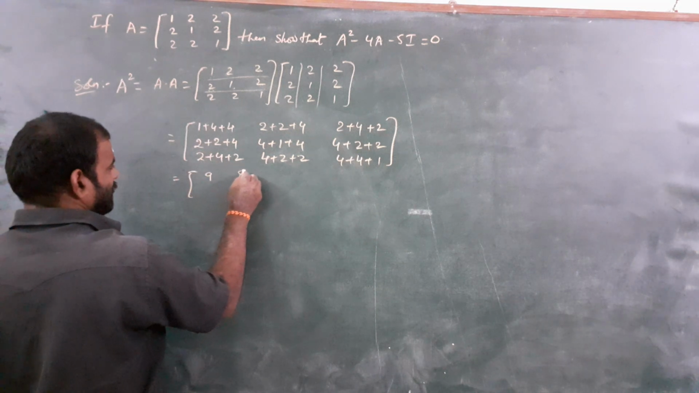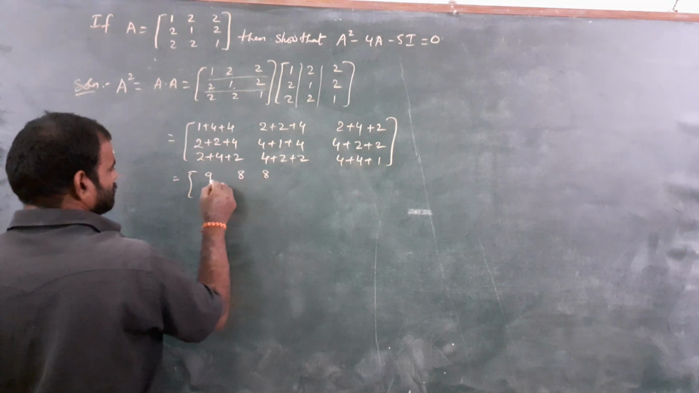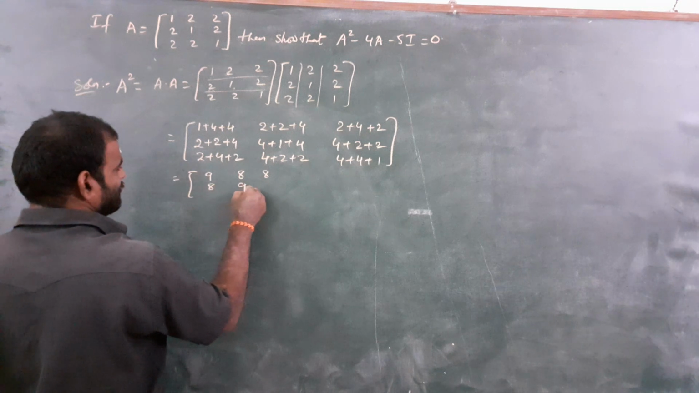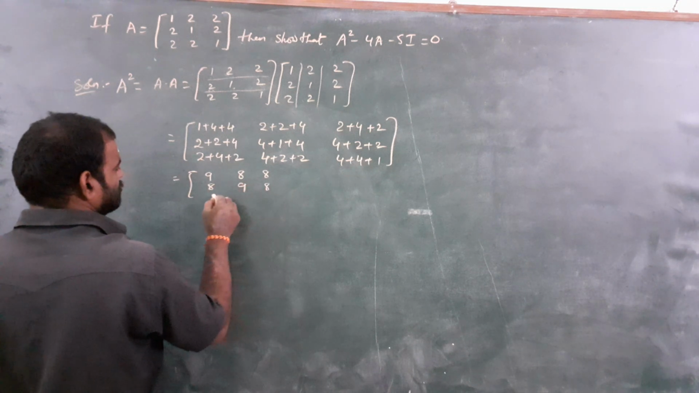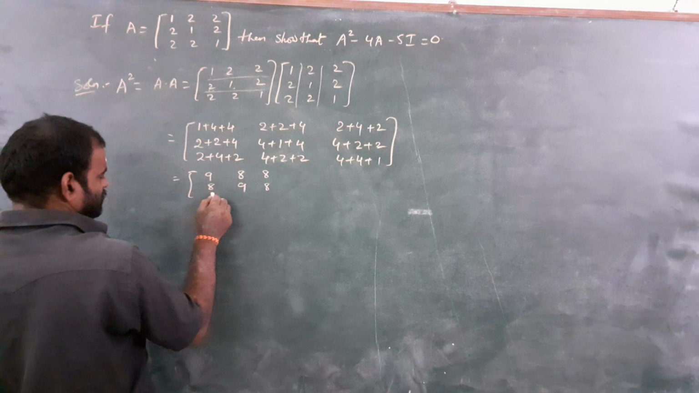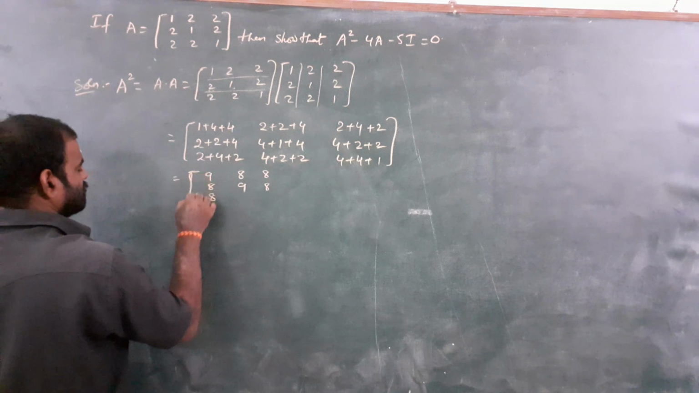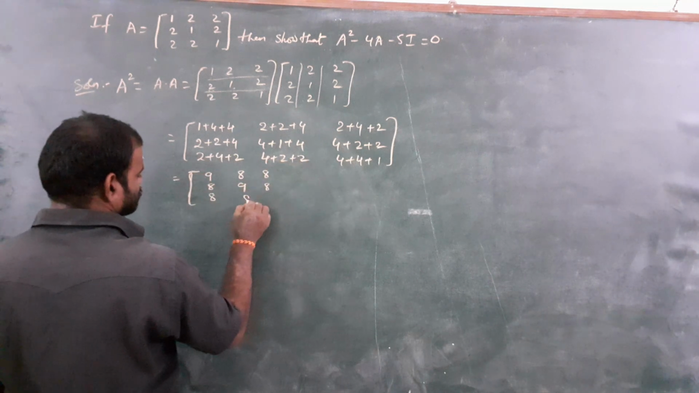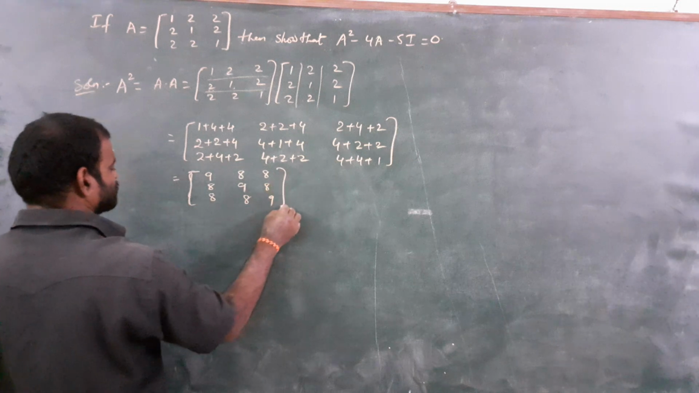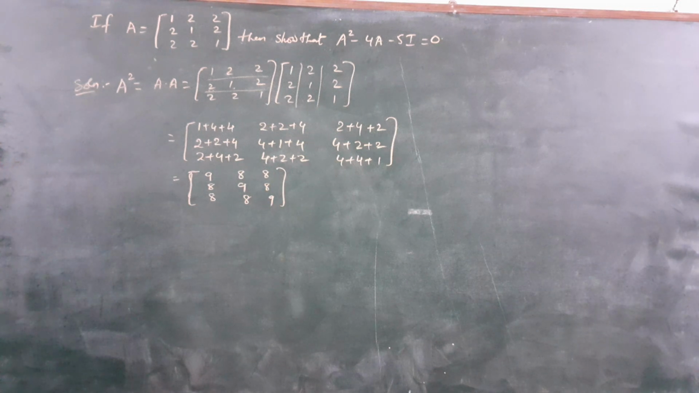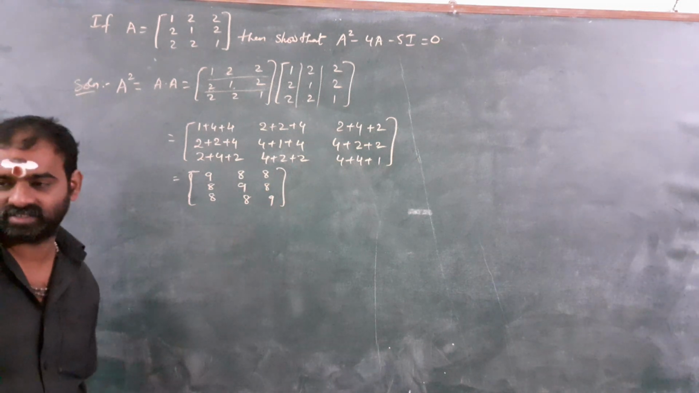9 8 8 8 9 8 and so on: 4 plus 2 plus 6 plus 2 is 8, 4 plus 2 plus 6 plus 2 is 8, 4 plus 4 plus 1 is nothing but 9. So A square is equal to this matrix.